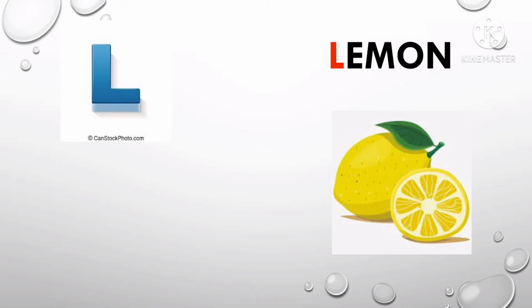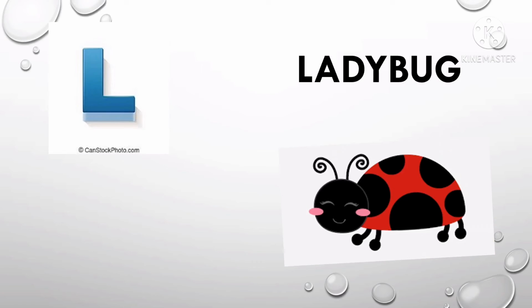L for L, L, lemon. Lemon matlab neebu. L for L, L, ladybug. कौन है ये? Ladybug. Ladybug हमें garden में या कभी कभी trees पर देखने को मिलती है. Okay? ये बस छोटा सा insect होता है, छोटा सा कीड़ा होता है. इसको हम बोलते हैं ladybug. Repeat with ma'am. L, ladybug.